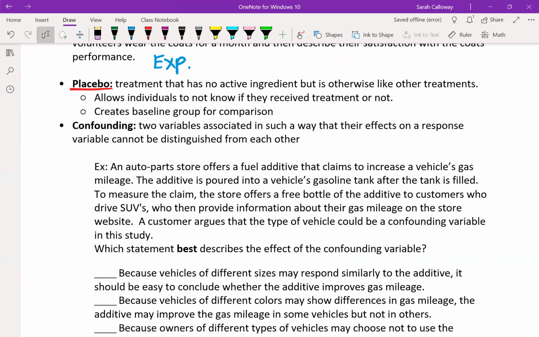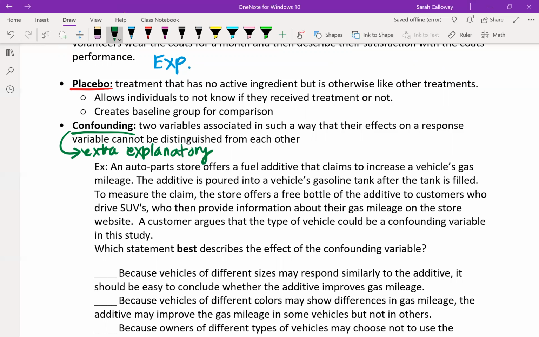Next one we've got is confounding. Confounding is when two variables are associated in such a way that their effects on a response variable cannot be distinguished from one another. So a confounding variable is ultimately an extra explanatory variable. Okay, so it's an explanatory variable that you weren't intending.